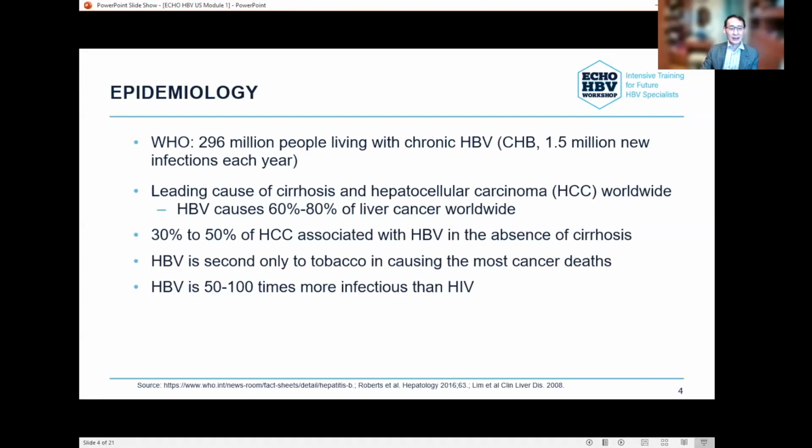So globally, about 300 million people have hepatitis B. In the United States, we have about 2 million people. The majority of them are actually Asian descendants. And HBV is not only one of the most important infections globally, but the complications from HBV, including cirrhosis and liver cancer, are actually a major killer.